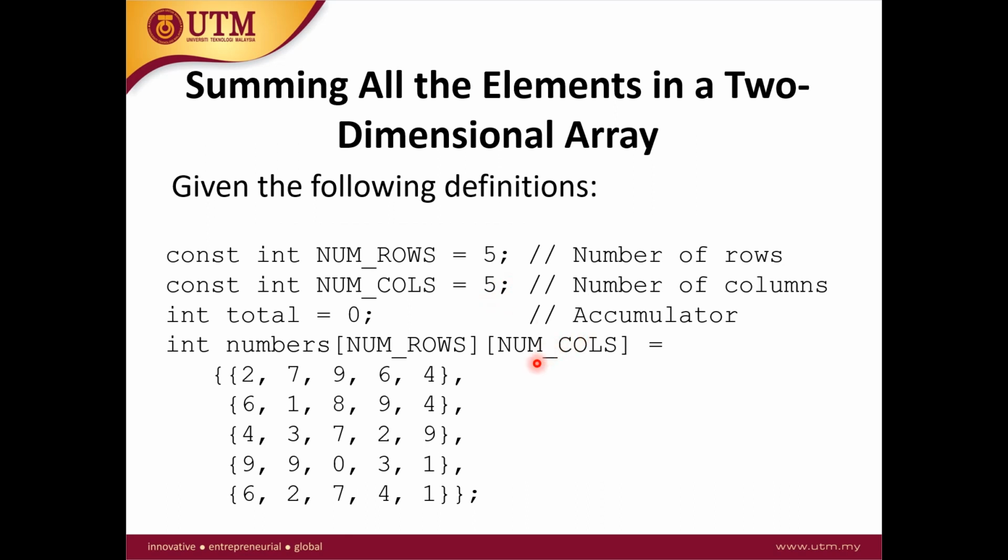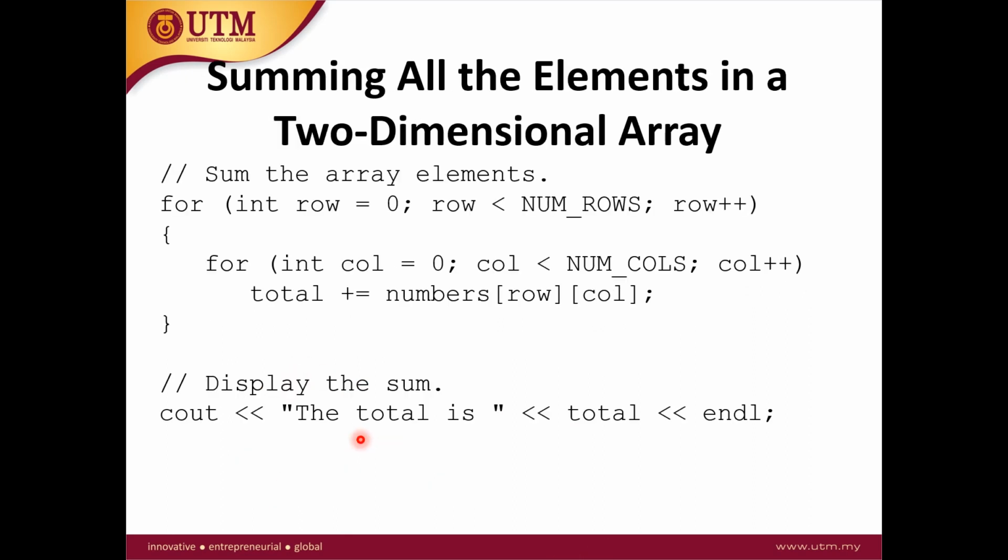Look, this example is going to clarify everything. We've got 5 rows and calls, and the total is going to be 0 at the beginning, and the array name is going to be numbers 5 and 5. That means the number of the rows is 5 and the number of the calls is 5. So that means 1 2 3 4 5, 1 2 3 4 5, 5 rows and 5 calls, and we are going to add all those values together.